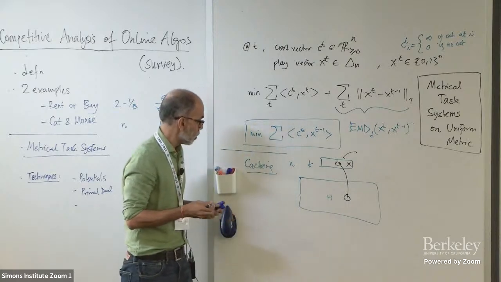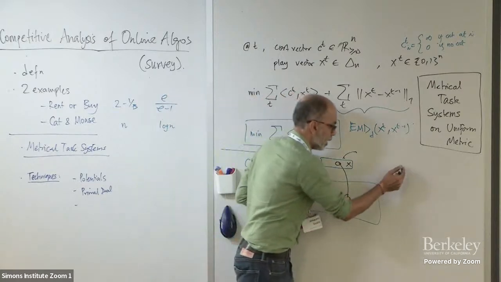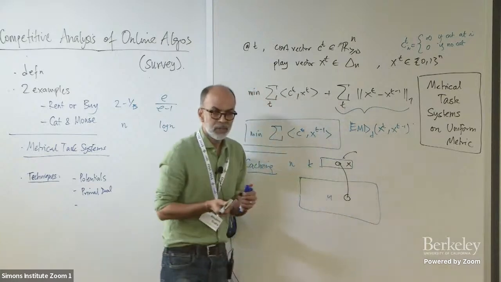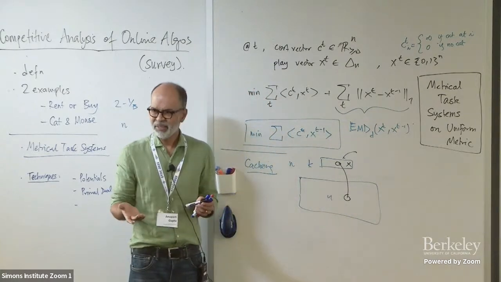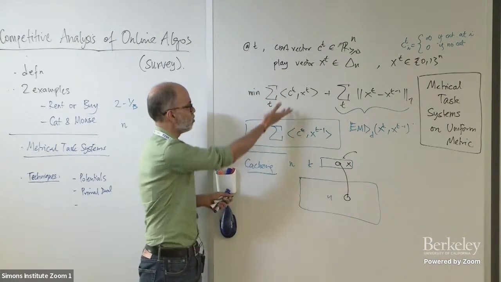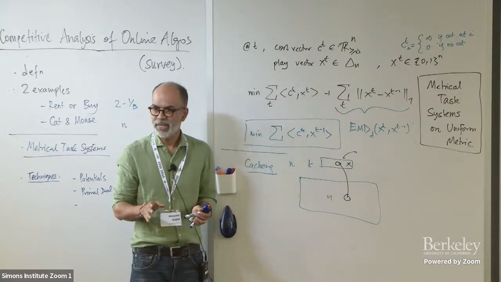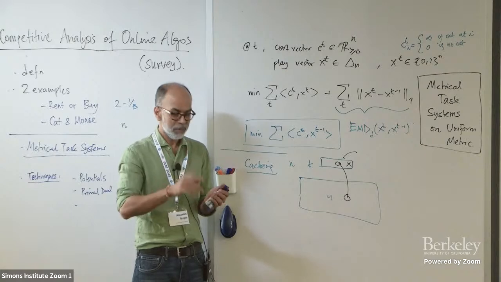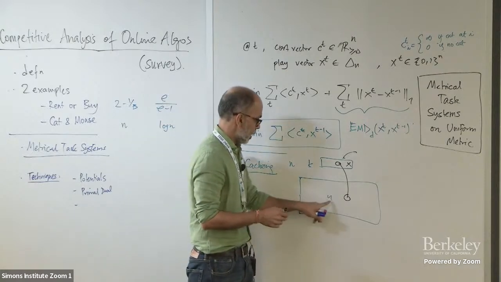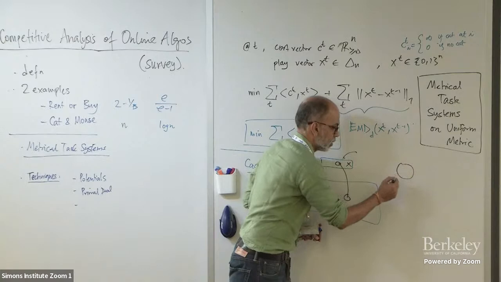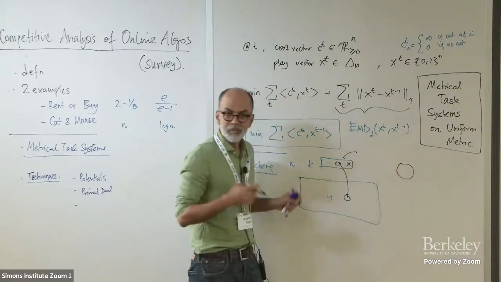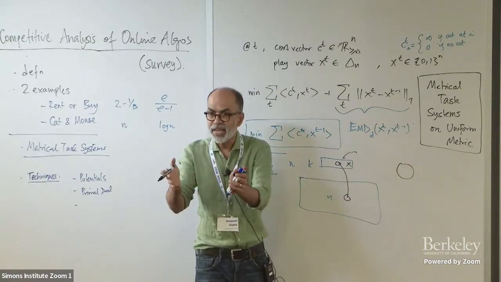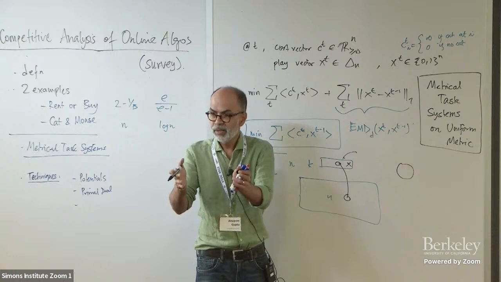Now, what you can do is you can imagine that... why is this a metrical task system? This has got nothing to do with metric spaces and things like this, right? So here is one way in which this is a metrical task system. There are states. Every state of my algorithm is the contents of my cache. Right? How many states are there?